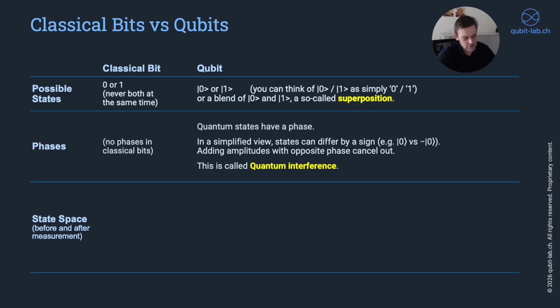A phase is much more than just plus and minus. It's like a 360-degree direction of the qubit state. So a qubit state is like a vector aiming additionally into any direction, 360 degrees or 2 pi as a direction.